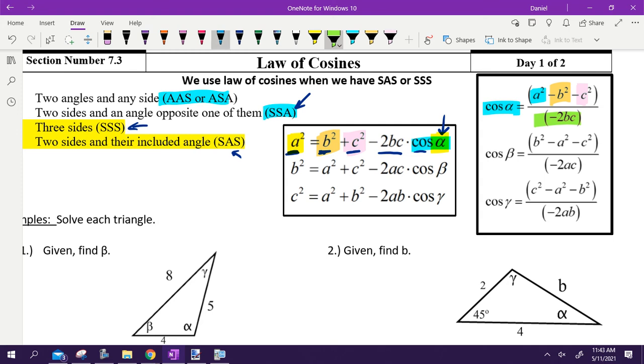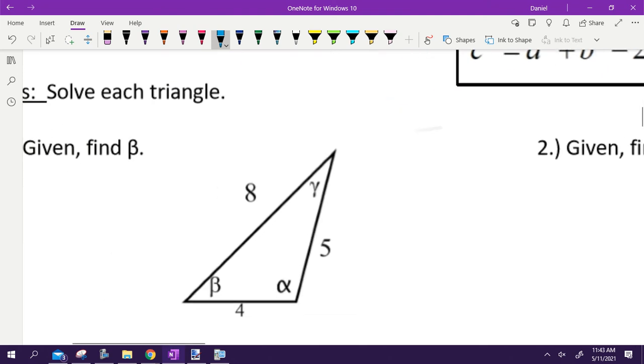This one solves for a side using law of cosines. This one solves for an angle. It's just a matter of understanding which one to apply and how to punch the buttons into your calculator. If you can punch into your calculator today, we're good. Let's look at example 1.